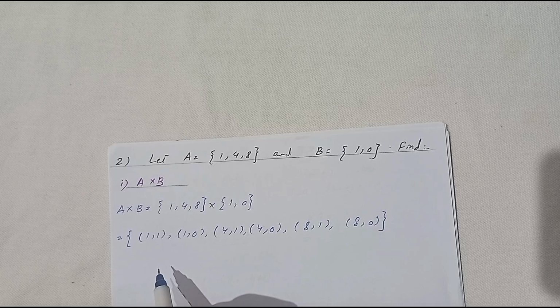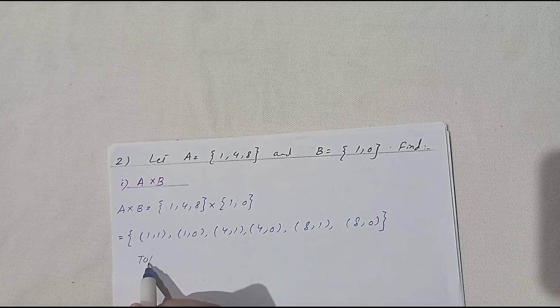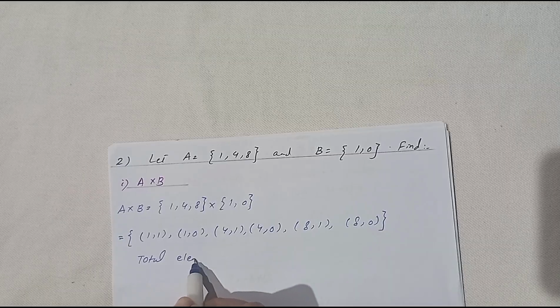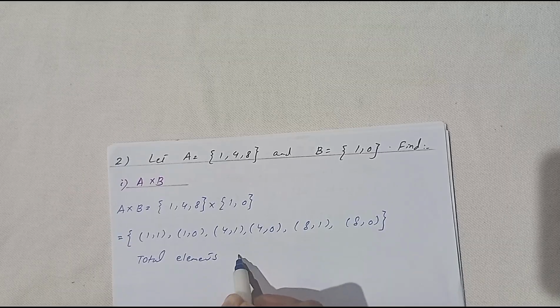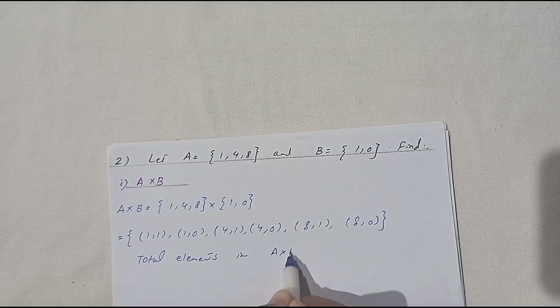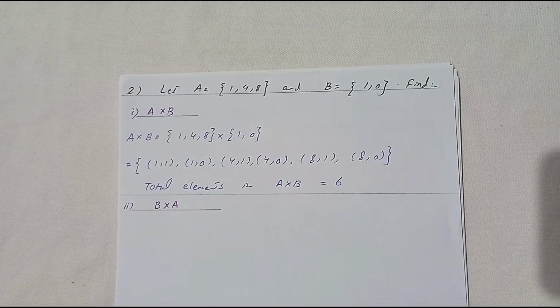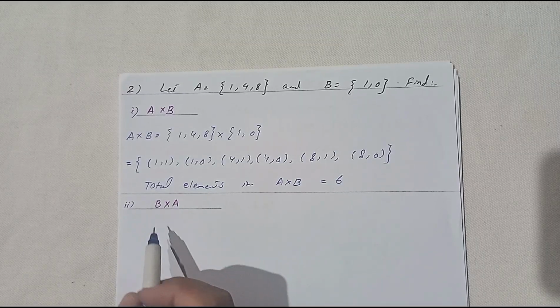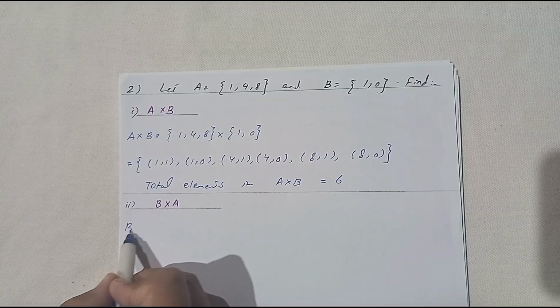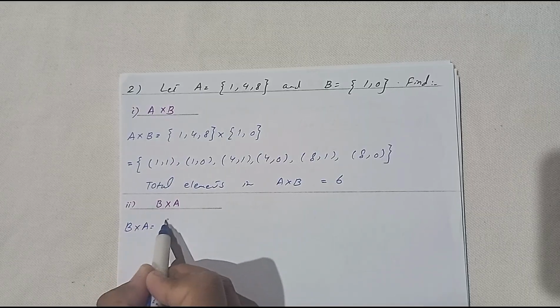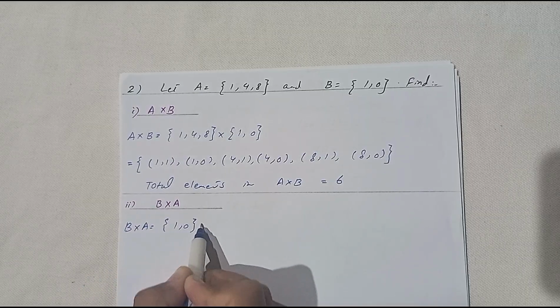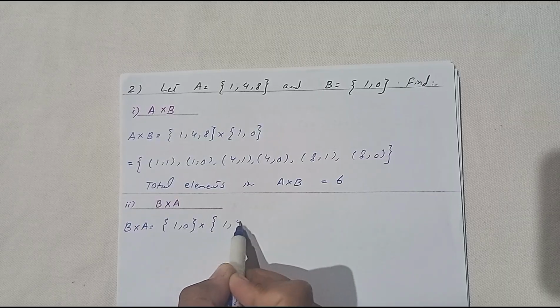We write it as total elements in A cross B equal to 6. Second part is B cross A. So first we write the elements of the B set, which are 1, 0, and then write the elements of the A set, that are 1, 4, 8.